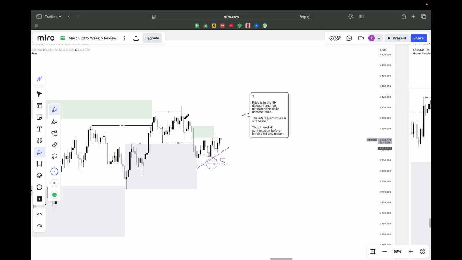So the internal structure is bearish, so we can continue to look for bearish structure unless and until we get a strong bullish shift taking out at least this high, and then we can look for buys. Until then, whatever the price does seems like a building of liquidity, at least for my eyes.